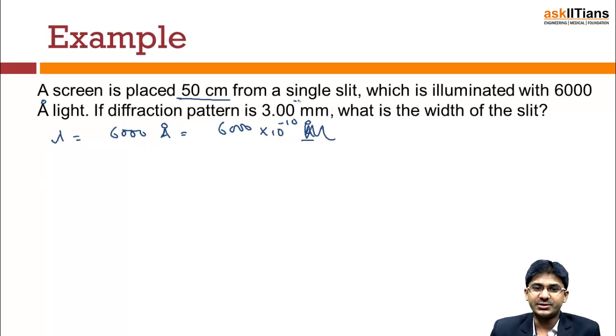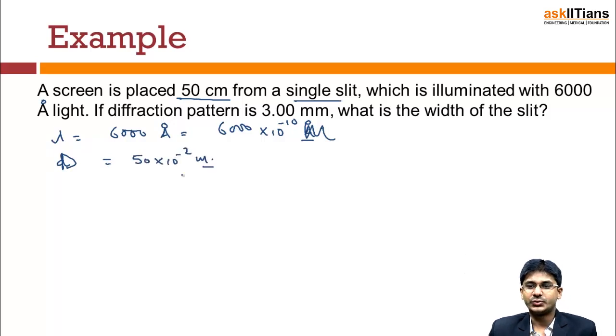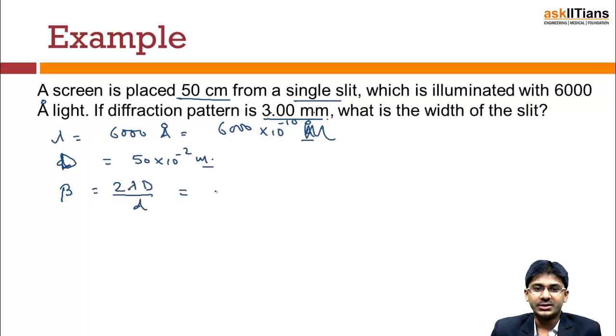Now it is placed 50 cm from a single slit. That means what is capital D? 50 into 10 to the power minus 2 meter. Okay. Diffraction pattern is 3 mm. What is the width of the slit? What is this diffraction pattern is 3 mm? This is the width of central maxima, that is 2 lambda capital D by small d. This is given to you as 3 mm. So we write in terms of meter.